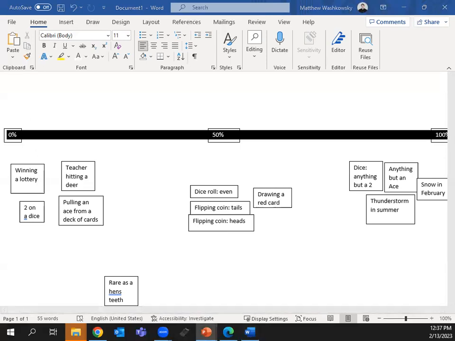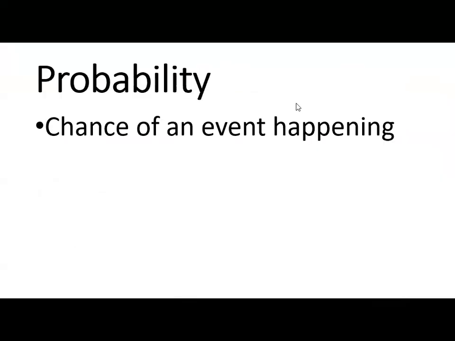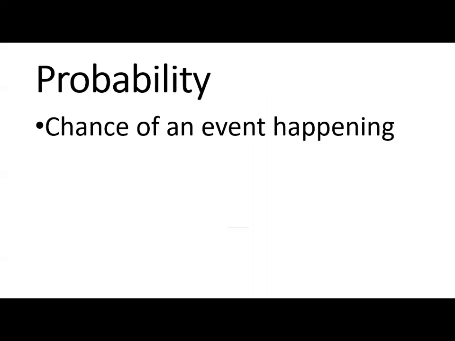Okay, so what we're dealing with today is probability and odds. We know probability is the chance that something's going to happen. I flip a coin, probability there is 50-50. I have a 1 in 2 chance it's going to land on heads, and a 1 in 2 chance it's going to land on tails. What we're focusing on today is something called experimental probability. Now, how is this different than probability itself?